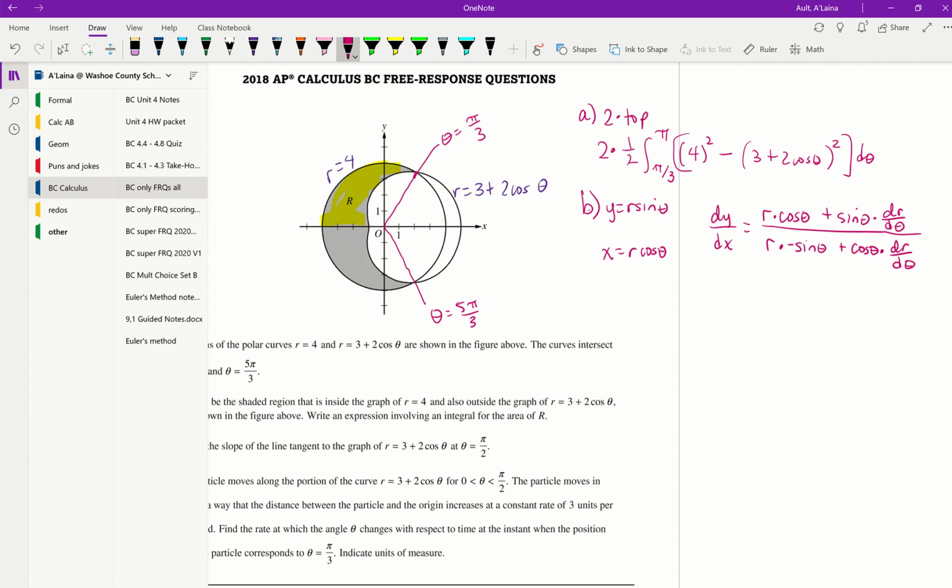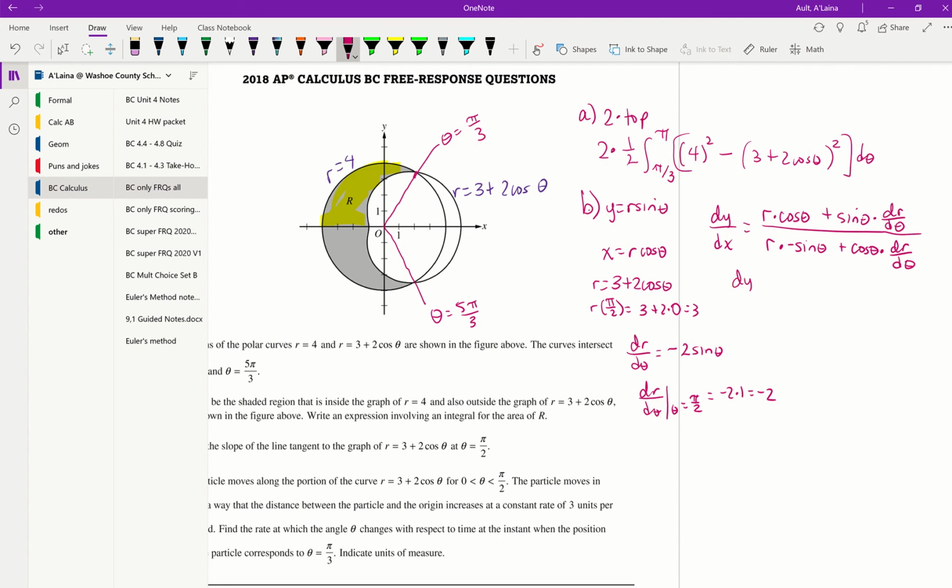Now, what we know is that we want this to specifically be evaluated when theta is pi over 2. I'm just going to take a moment and evaluate a couple of these things so I can substitute in a little bit easier. Remember, r is 3 plus 2 cosine theta. So r evaluated at pi over 2 would be 3 plus 2 times 0, or 3. So everywhere here for r, I'll be able to plug in just a 3. dr over d theta, if I take the derivative of r, cosine's derivative is negative sine, so this would be negative 2 sine theta. If I evaluate that specifically when theta is equal to pi over 2, as they've asked us to, this would be negative 2 times 1, or negative 2.